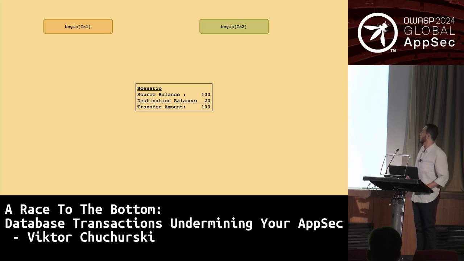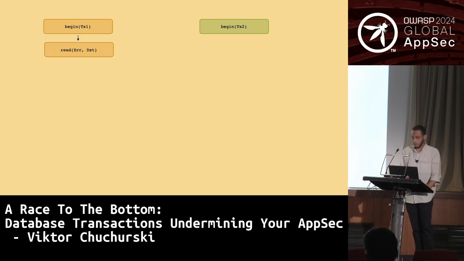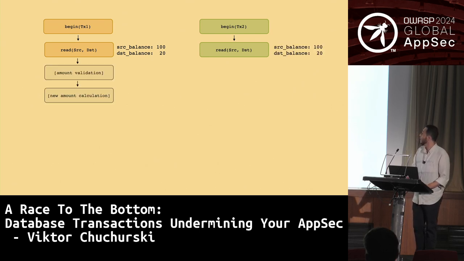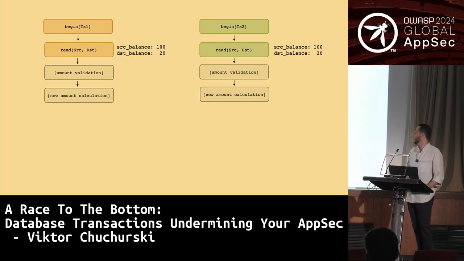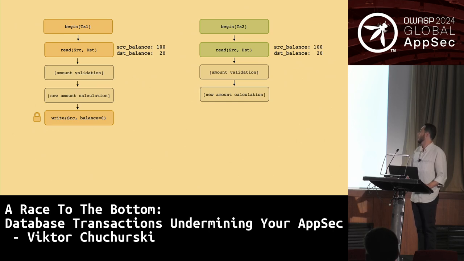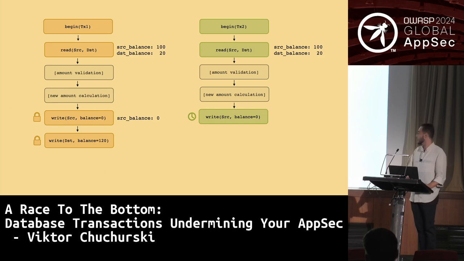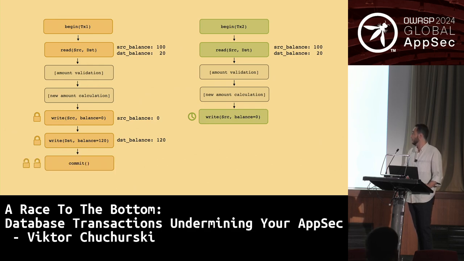And again, we have the same exact scenario. And we start off basically doing the same thing. We read both accounts on both transactions, get the same value, and execute the application code by performing the validation and calculating the new amounts. Same thing on both sides. And then the first transaction executes, tries to set the balance to zero, which was calculated on the application level. It succeeds and places a lock, which blocks the second transaction, allowing the first transaction to fully execute. And it will execute the leftover operations by updating the destination balance to 120 and then commit, leaving the balance to something like this.